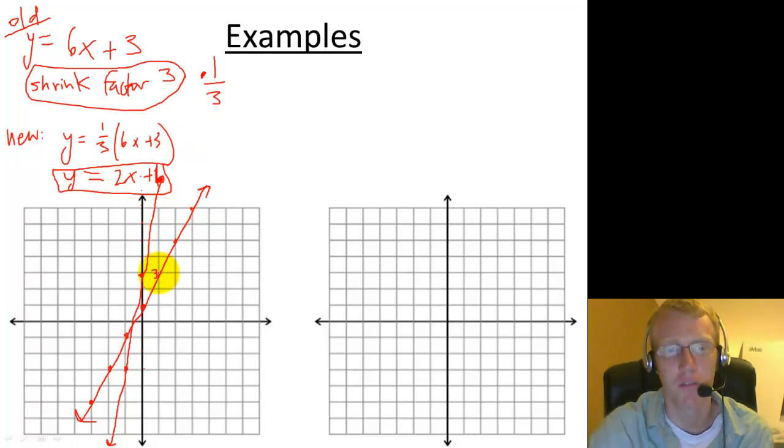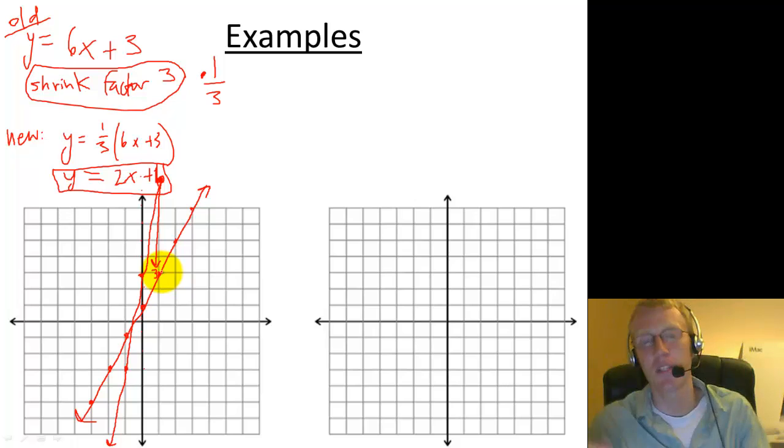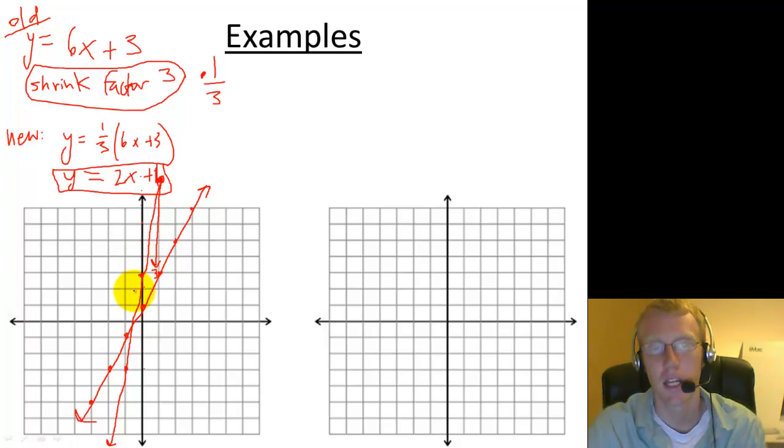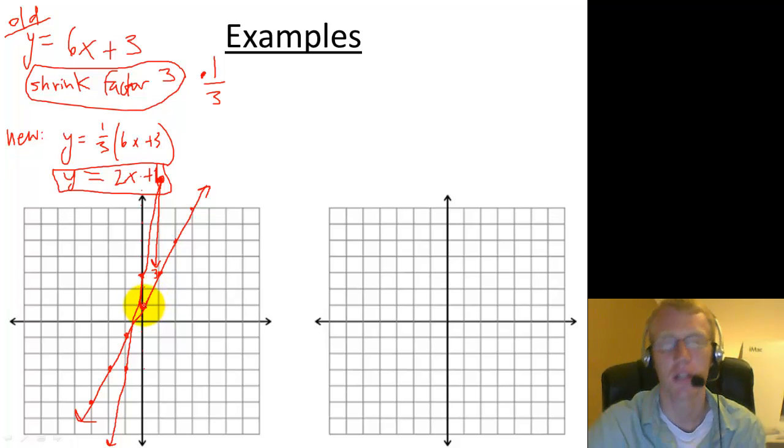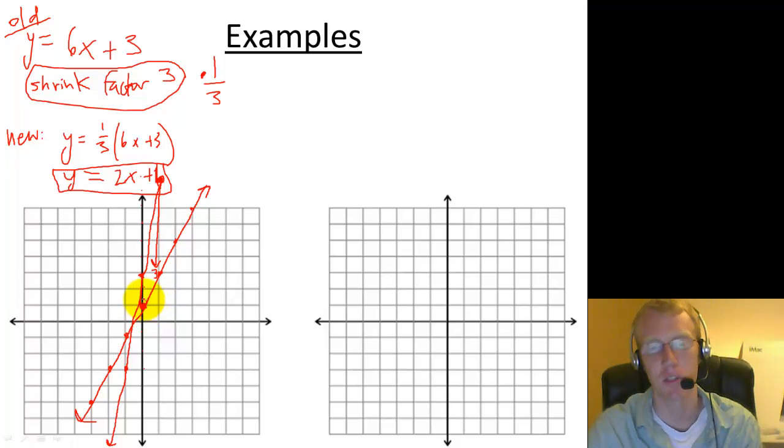But let's pick a couple of points to use as examples. This point right here is up at a height of 9. It moved down to a height of 3. So it was at 9, now it's at 3, which means it's 1/3 as high. Let's look at the y-intercept. It started at 3, it moved down to 1. So again, by a factor of 3 times smaller.